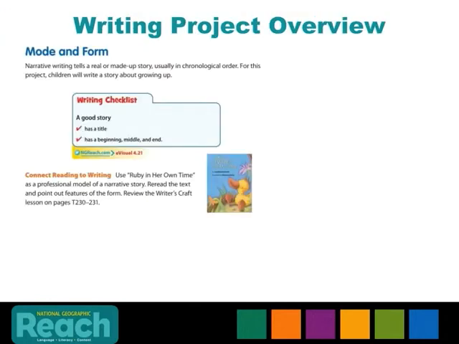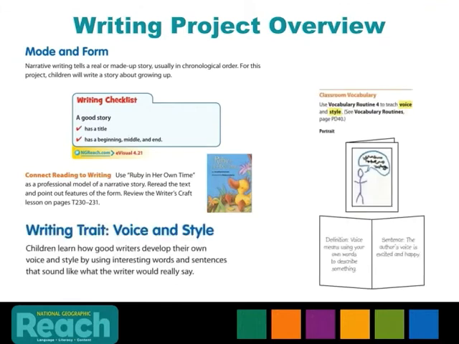Each writing project in REACH focuses on a specific mode and form and includes an e-visual checklist up front to help students clearly unlock what needs to be included in this mode and form of writing. Each writing project also hones in on one of the traits of good writing for more focused instruction, although students are held accountable for all traits of writing when they are assessed. The writing trait for this unit is voice and style. In addition to focusing on this trait, classroom vocabulary instruction is included to ensure that students understand the meaning of the trait so that they can transfer what that means to their own writing.